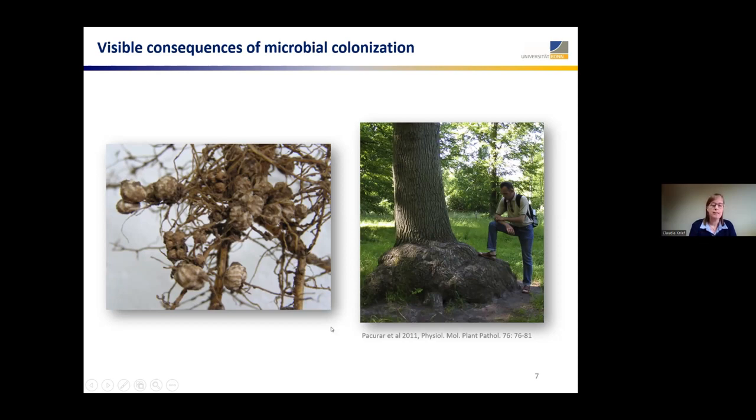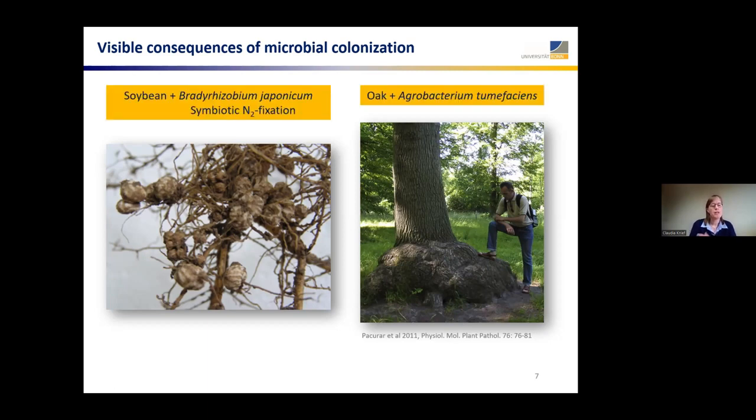But seeing these phenomena does not yet tell us whether this is good for the plant or bad for the plant. Is it beneficial or rather detrimental? For the examples I have chosen here, it's pretty much known what's behind it. On the left-hand side, you see a soybean plant that is colonized by a nitrogen-fixing bacterium that helps the plant to acquire nitrogen from the atmosphere. On the right-hand side, you see a rather detrimental association, an oak tree that has been infected with Agrobacterium tumefaciens.